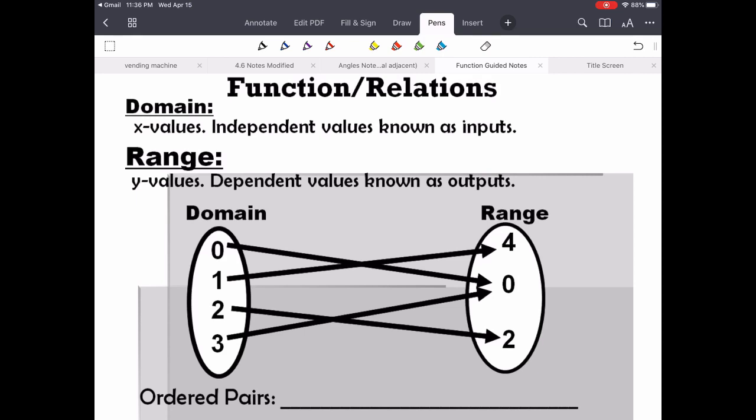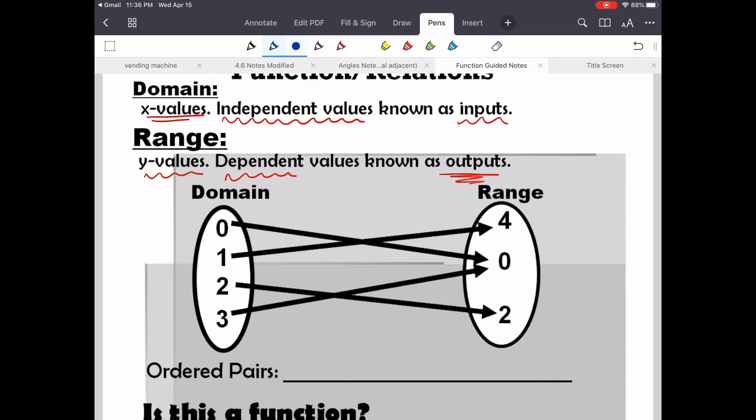Go ahead and copy down these notes, but domain is all the x values. And here's another thing we're going to talk about. They're also called independent values, known as inputs. The range is basically all the y values, and those are known as the outputs, which are considered dependent values.